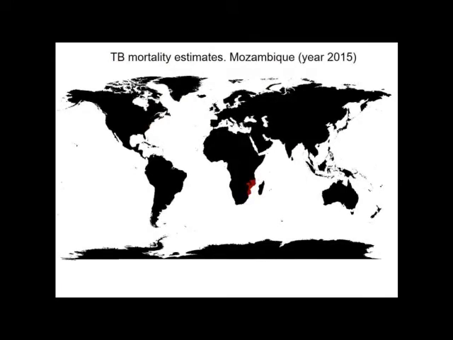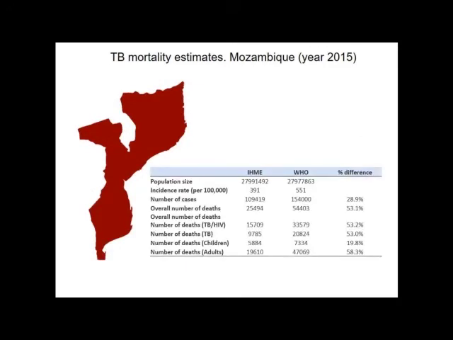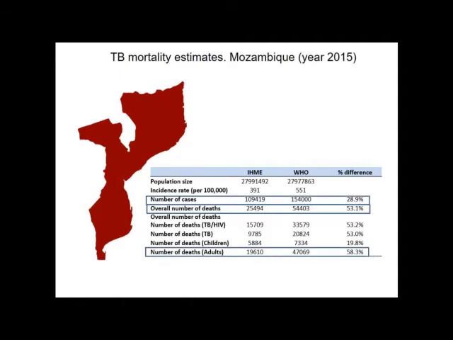So as an example, in the country where I work, in Mozambique, we can see that the overall number of deaths, according to IHME, is 25,000, according to WHO is 54,000. So what is the problem of tuberculosis mortality in Mozambique? Is it X or is it X times 2, right? Surprisingly, the difference is mostly in adults and not in children. And the difference in mortality is greater than the difference in incidence estimates.